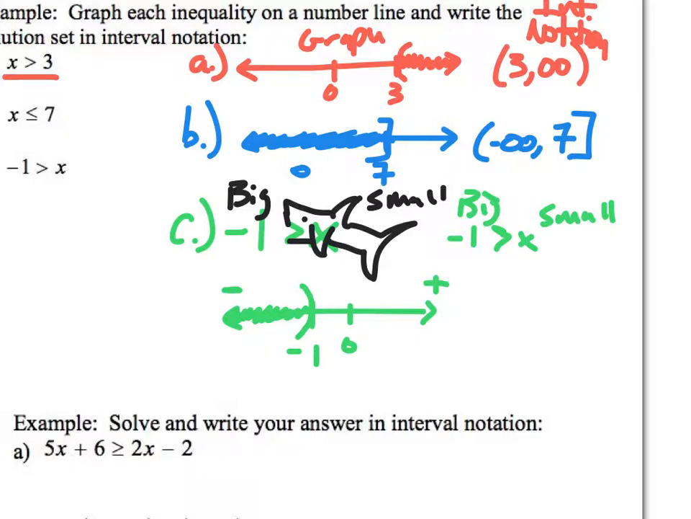So it is a little bit different, but you just kind of have to think about the shark. Which one's bigger? Which one's smaller? Where's my variable? That's where it needs to go, smaller or bigger. That's where you shade. In interval notation, this is going to look like negative infinity to negative 1 with a parenthesis. And that's all we're doing.